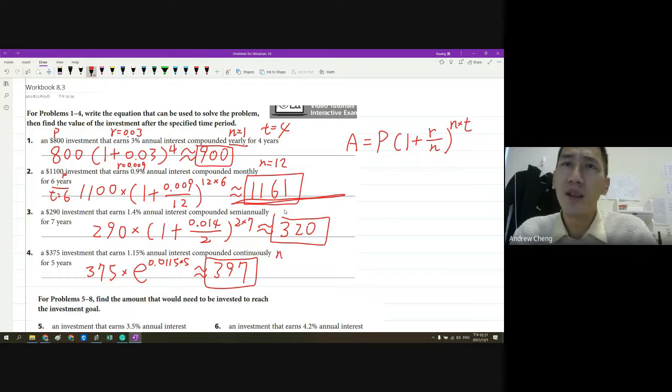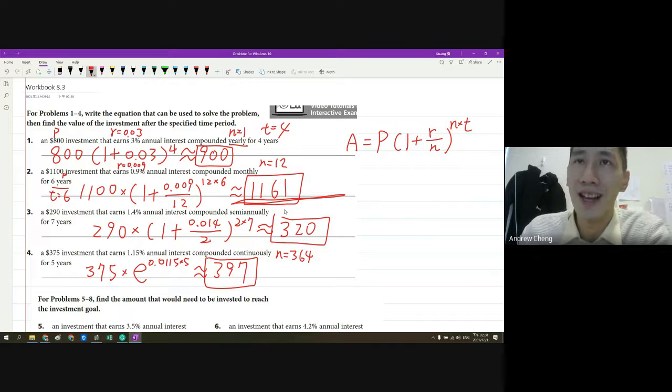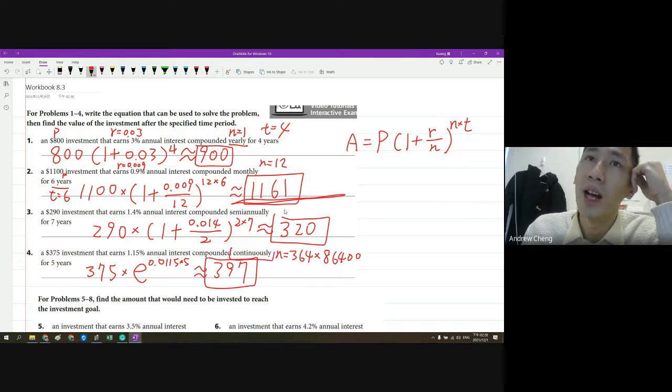So you can plug in a huge number. For example, daily will be 365. If you want to compound it every second, this is how many days in the year, and then you multiply by how many seconds in one day. So this is if it's compounded every second. This is big enough, so you can plug it in. What I mean is, if you see the question is compounded continuously, for your N you can just choose a big number. Approximately maybe 1,000 will be pretty enough.